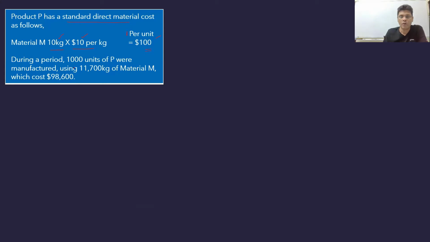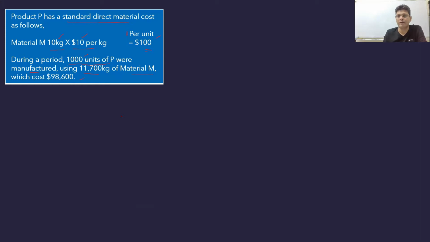During a period 1000 units of P were manufactured. So this is our actual production, using 11,700 kg of material M. So this is our actual consumption. Actually, we consumed 11,700 kg to produce 1000 units, which cost $98,600. So actually we incurred $98,600.